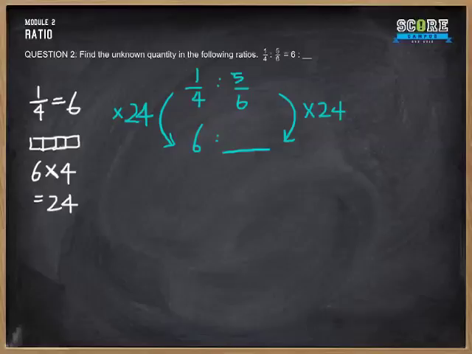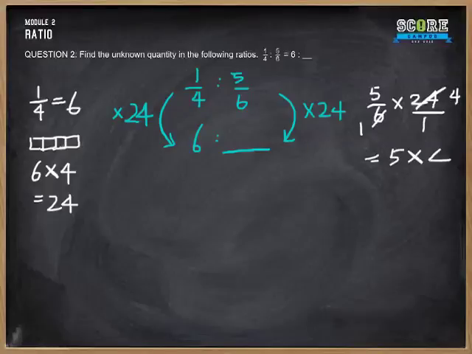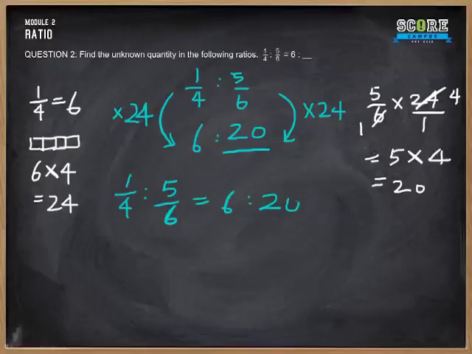Let's do the maths behind it. 5 over 6 multiplied by 24. Cancel 6, you get 1. Cancel 24 divided by 6, you get 4. 5 times 4 is 20. Yes? So that is the answer. So we have to write 6 is to 20. So 1/4 is to 5 over 6 is equal to 6 is to 20. And that is your final answer.